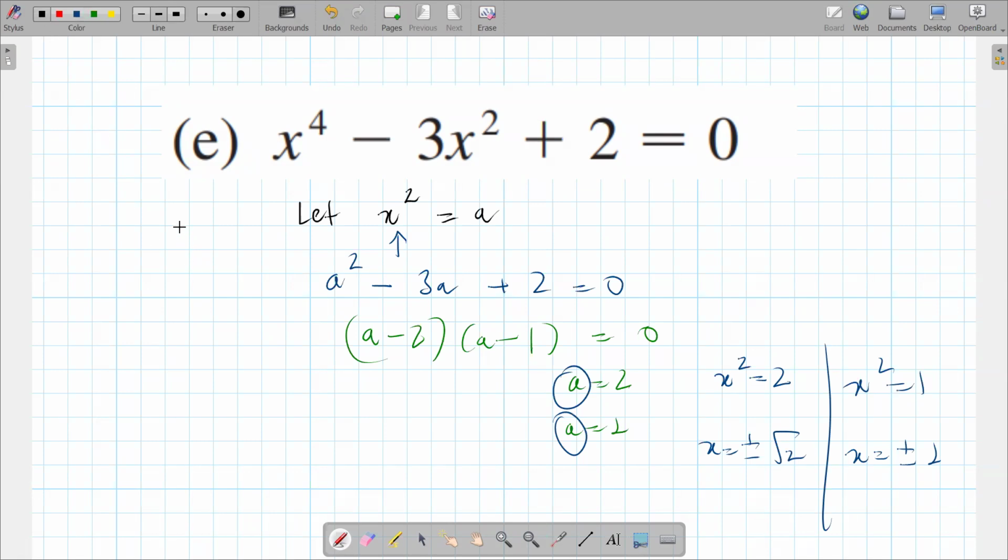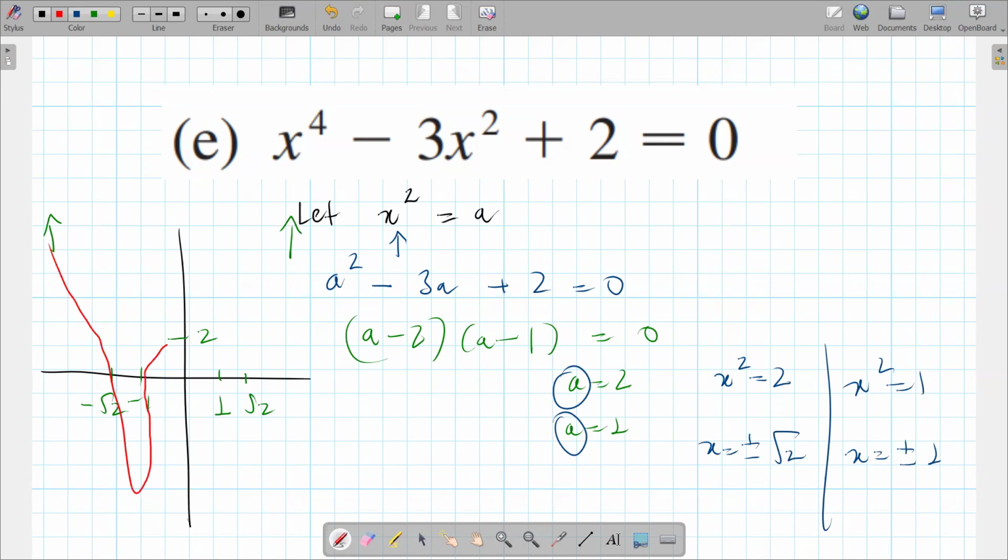So a quick sketch of this. Root 2 is about 1.4. So it has a y-intercept of 2. And we know it's a positive quartic, so it's going to start in quadrant 2 and end in quadrant 1. It's going to go through negative 1, positive 1, 1.4, negative 1.4. So a sketch would look something like this. There we go. Did that make sense?